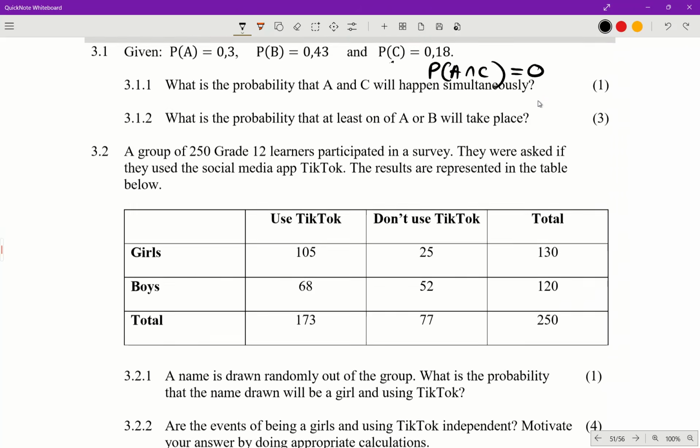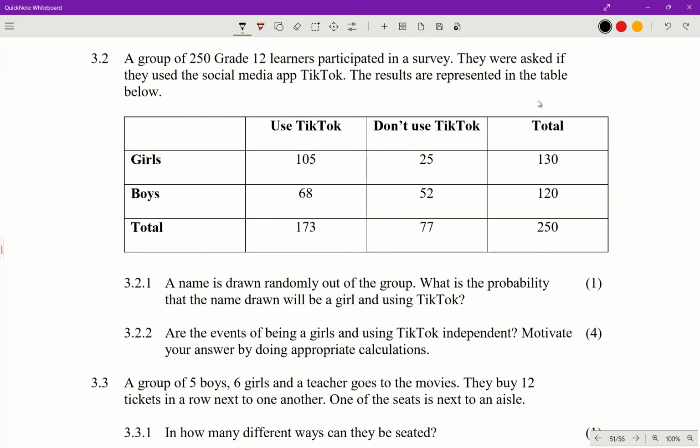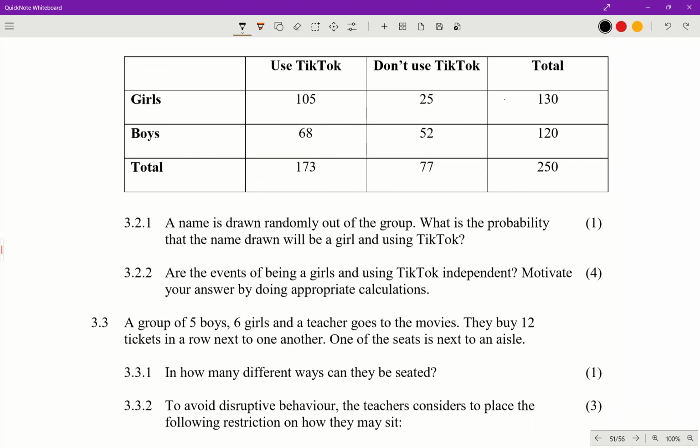So now we are done with those ones. Now, contingency table, a group of 250 students. That's the overall total, column total, row total. I'm not going to waste time there. So now they say a name is drawn randomly out of the group. What is the probability that the name drawn will be a girl and using TikTok?